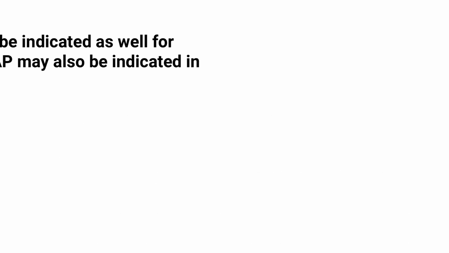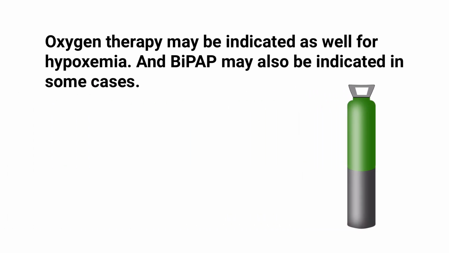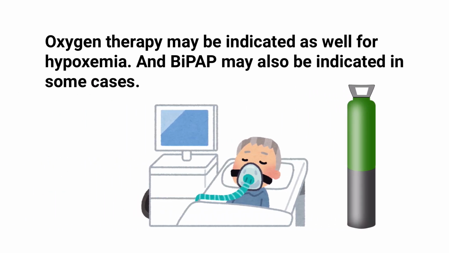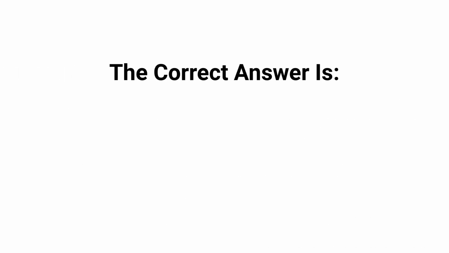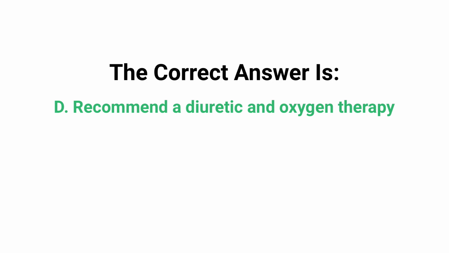Oxygen therapy may be indicated as well for hypoxemia, and BiPAP may also be indicated in some cases. We can rule out all of the other answer choices and determine that the best answer in this case is D. Recommend a diuretic and oxygen therapy.